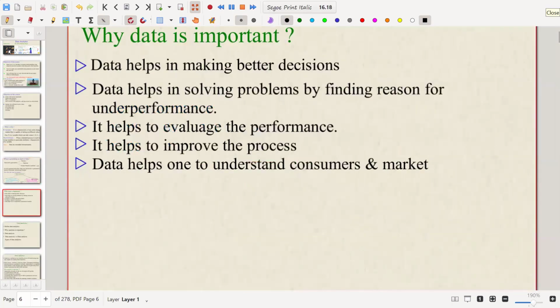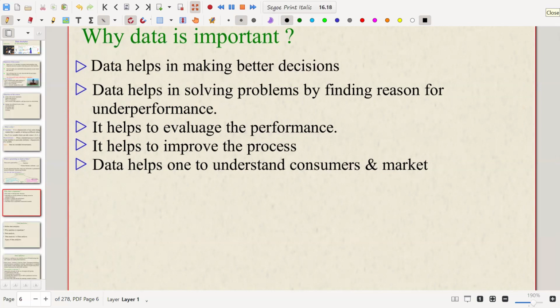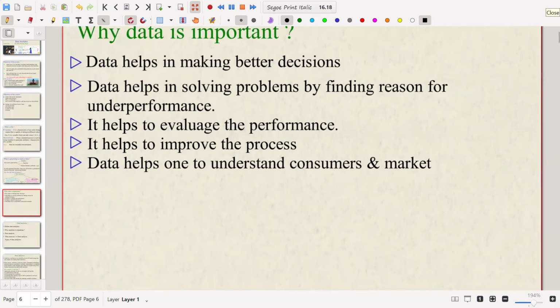So why is data important? Of course, it helps you make better decisions, whether the shopkeeper should buy another bulk of chocolates or another bulk of soup packets. Which one will be profitable to him? Of course, if he buys soup packets in winter, it is much more profitable than buying chocolates. Fine. So it helps in problem solving by finding the reason for underperformance.